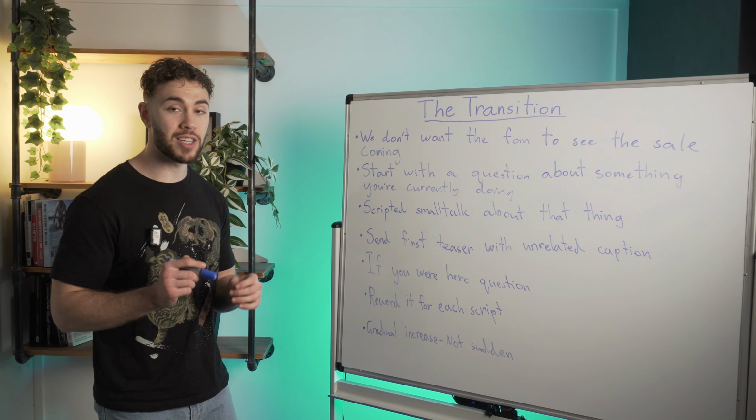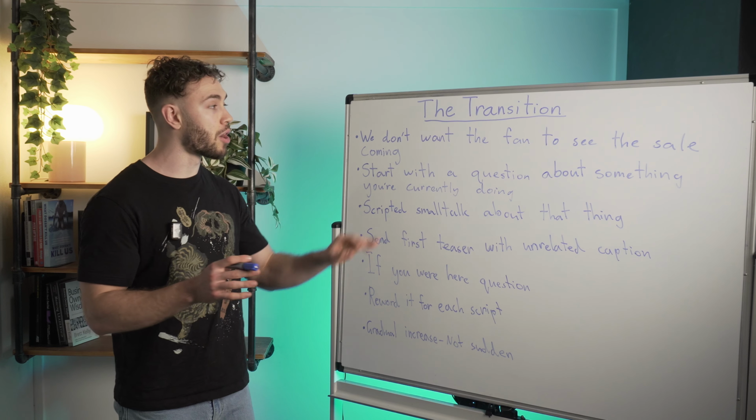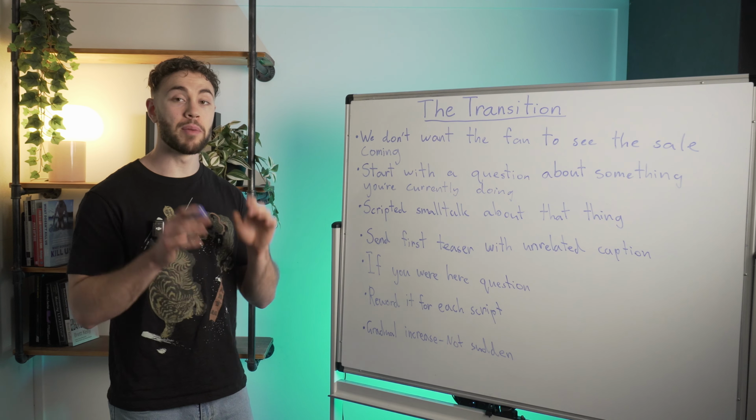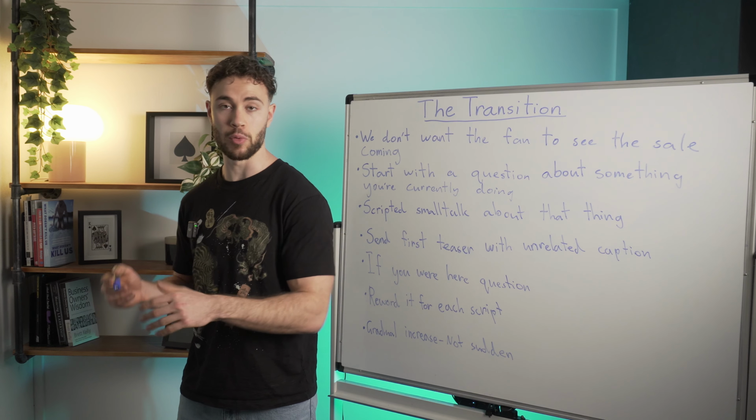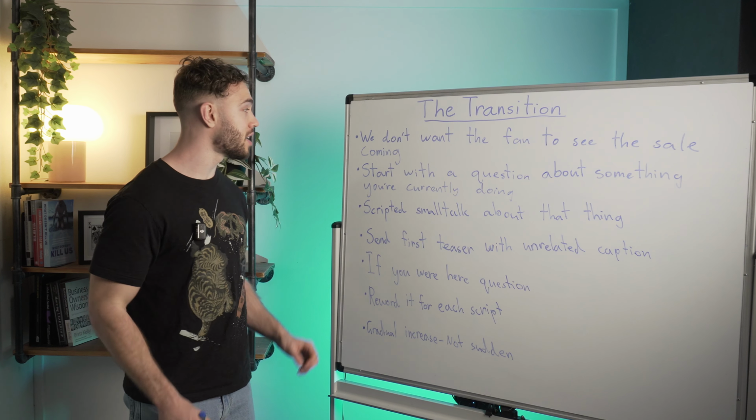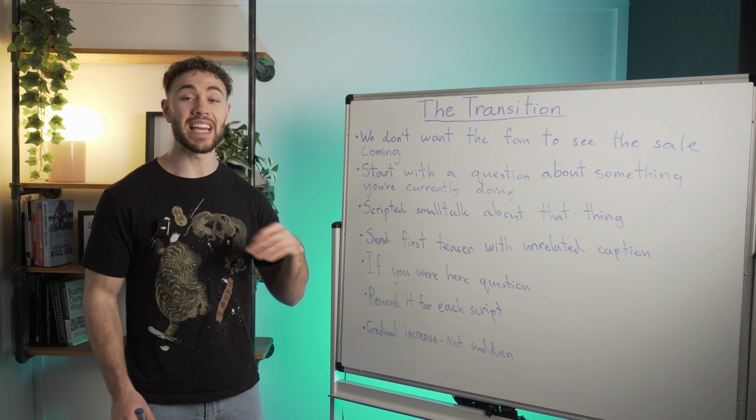So the first part of our script, and this is really optional, is going to be our transition. The purpose of this is to take a normal conversation with a subscriber and transition into sexting and selling with our script. Most important thing with transitioning, we don't want the fan to see the sale coming.